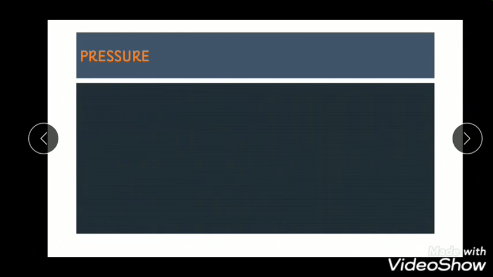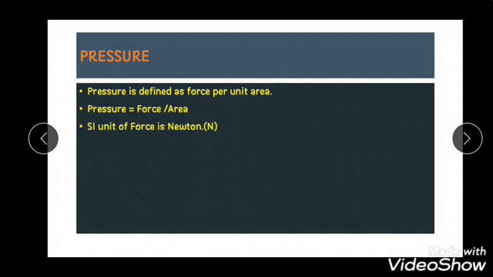So, we are going to define pressure. Pressure is defined as the force per unit area, force acting in unit area. Pressure is equal to force divided by area. Numerator is force and denominator is area. The SI unit of force is Newton, represented by the capital letter N.